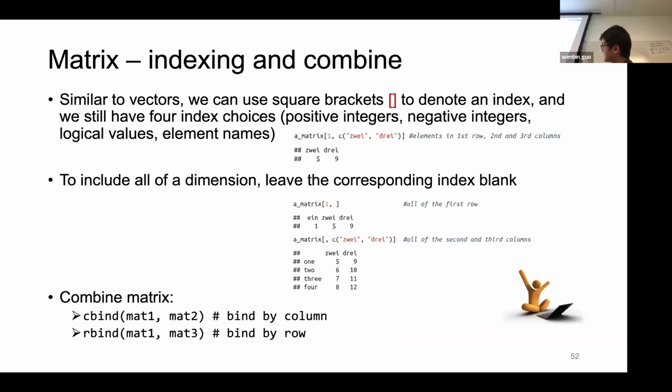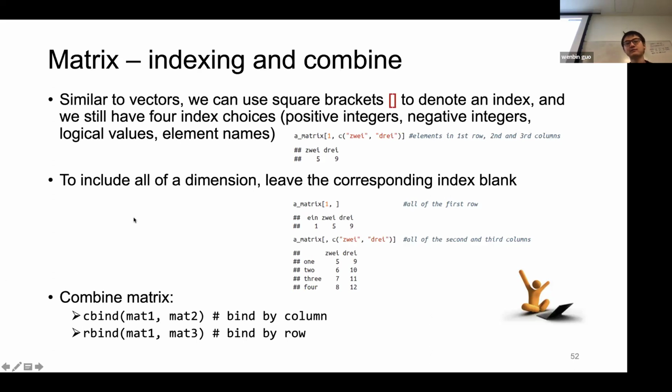For matrix indexing and combining, it's pretty similar to vectors. We use square brackets to denote an index, and we still have those 4 options we did with the vectors. They are also applicable here. It's just that we have 2 dimensions right now, so you need to specify what rows you want to keep and what columns you want to keep. Other than that, it's pretty much the same as vector indexing.